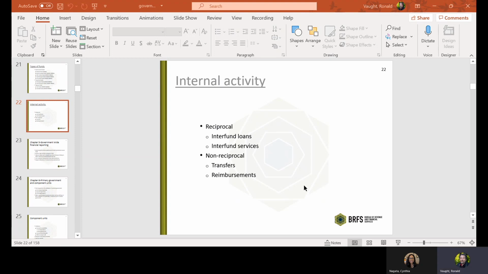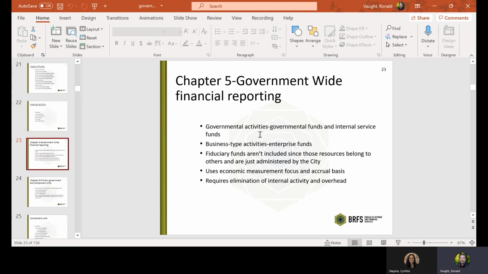And that's a different issue. Government-wide statements, chapter 5. Governmental activities for us is governmental funds and internal service funds. Business type activities are enterprise funds. Fiduciary funds aren't included because that's not our money. That's money that belongs to somebody else.